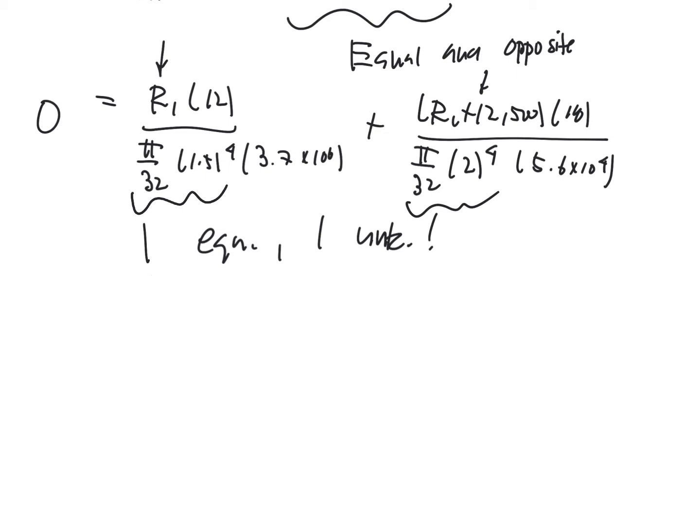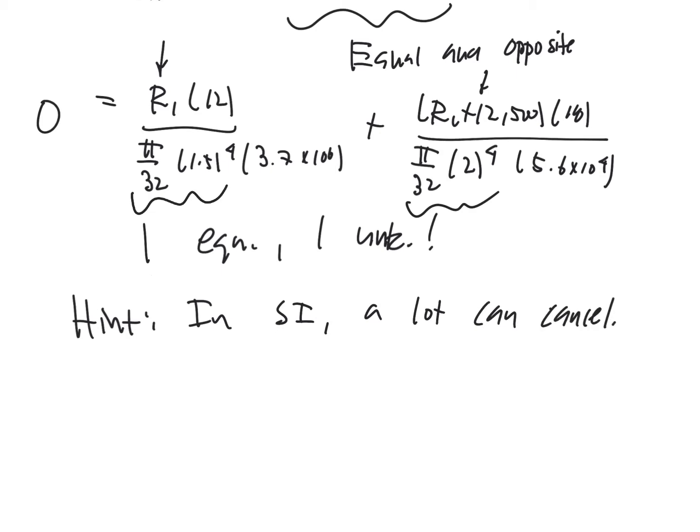But I want you to notice something. A lot of times in SI, things are going to cancel. So in statically indeterminate problems, a lot can cancel. And that's going to eliminate our calculation. So for example, if I multiply through the top and the bottom by pi over 32, notice this is gone and this is gone. That saves us some calculator punches. Also the 10 to the 6th, that's common.